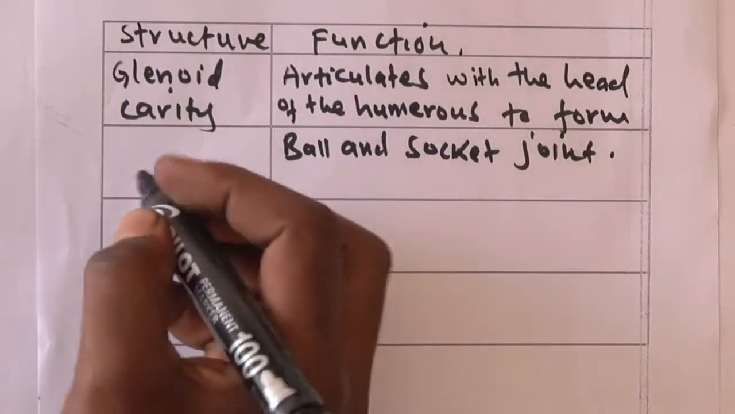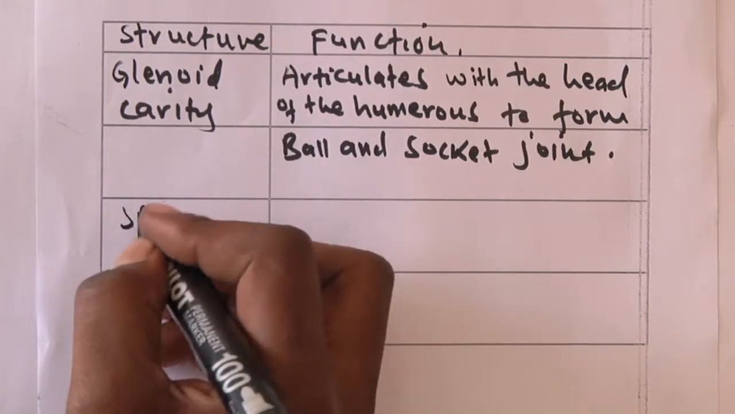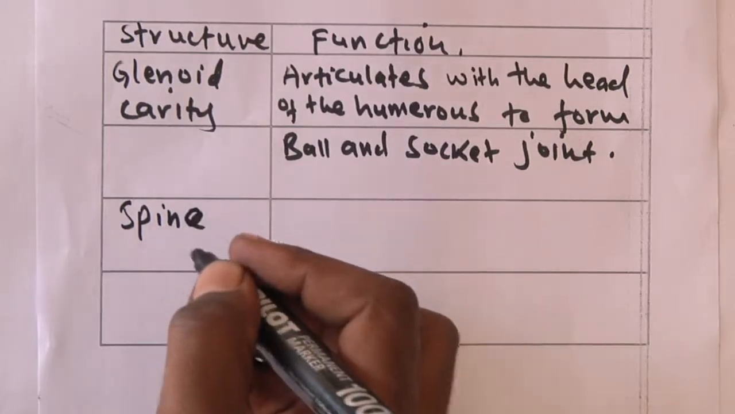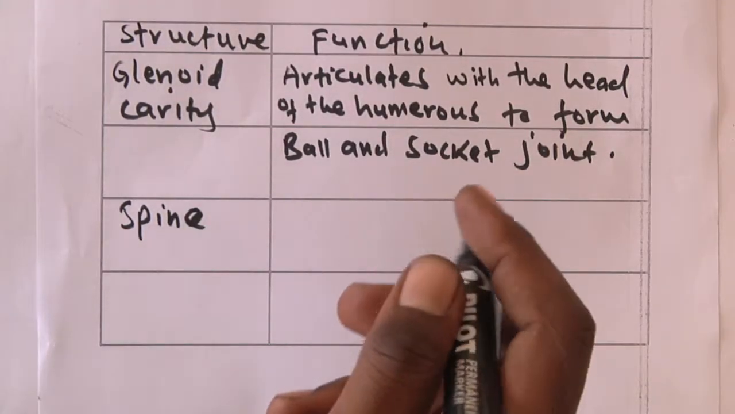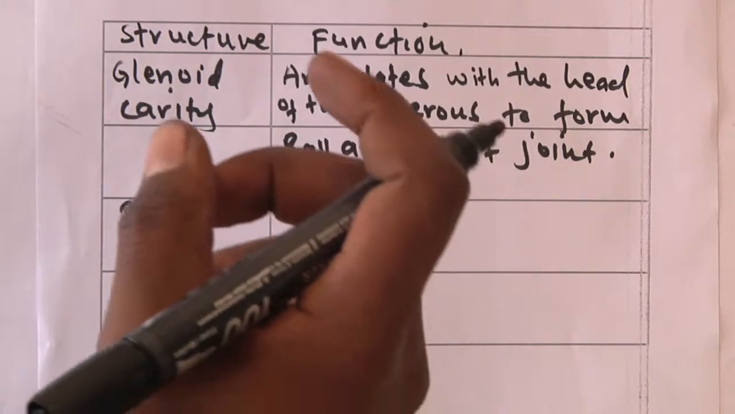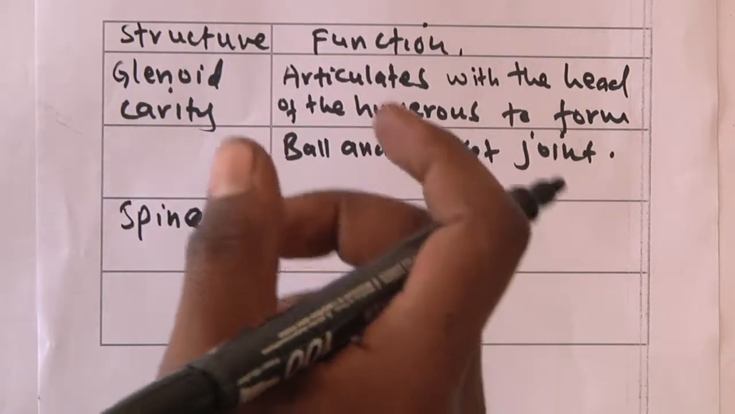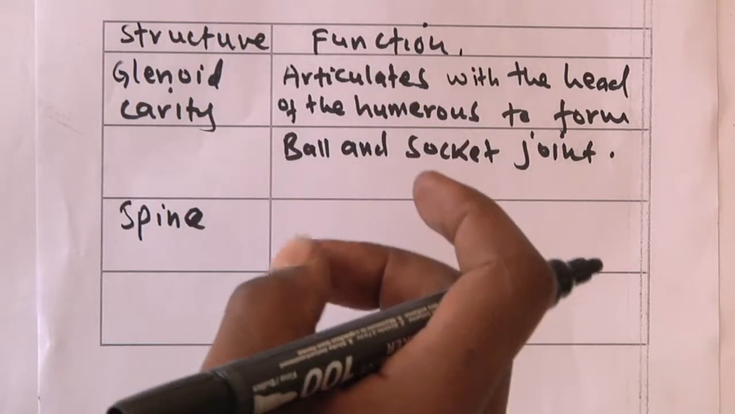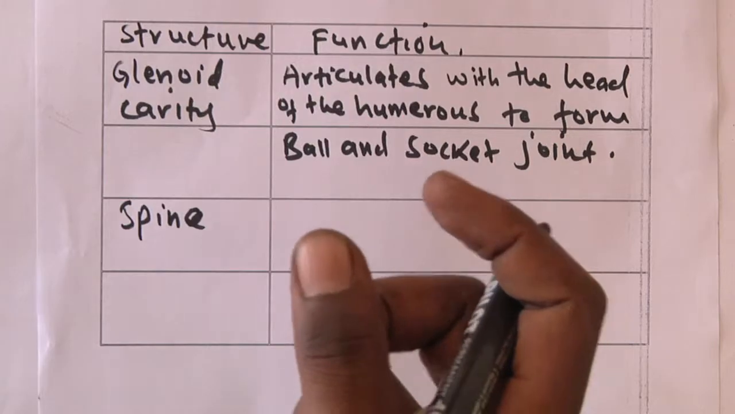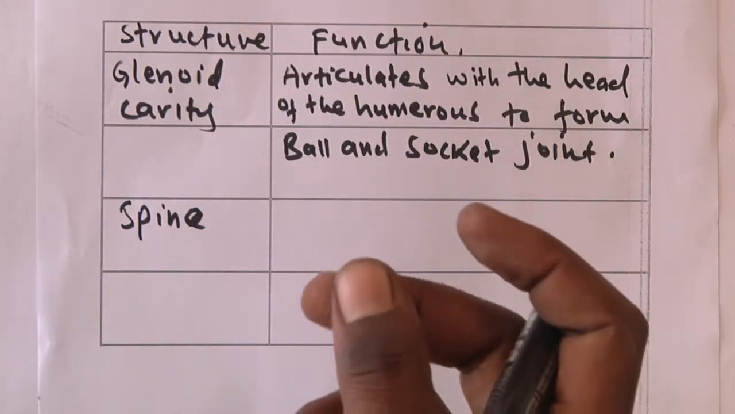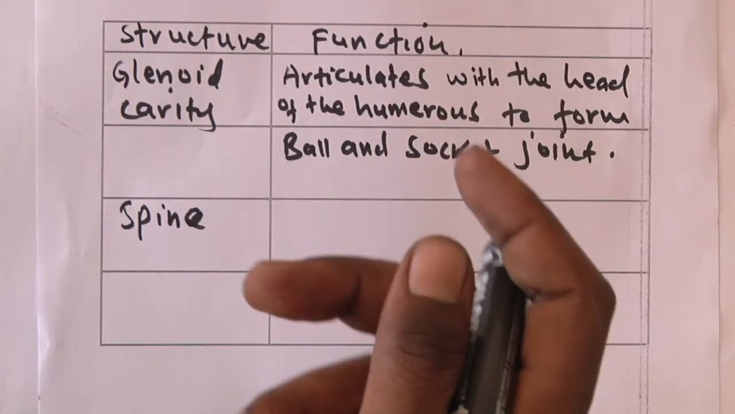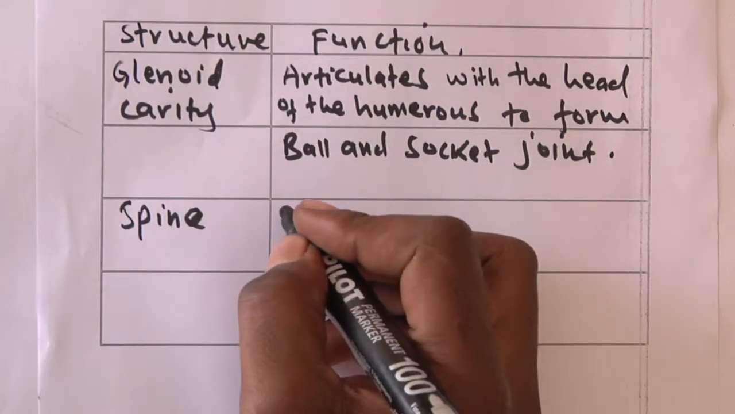Then we have another one that we call the spine. The spine. And what is the importance of this spine? We've discussed that the spine is an example of a bone that is running along the outer surface of the scapula, and at its free end close to the glenoid cavity are two projections called acromion and metacromion.